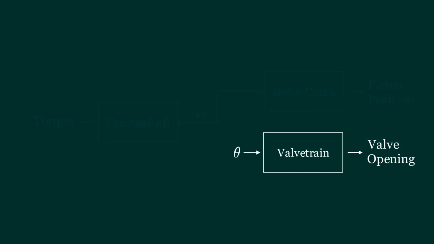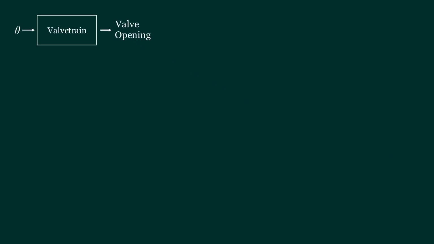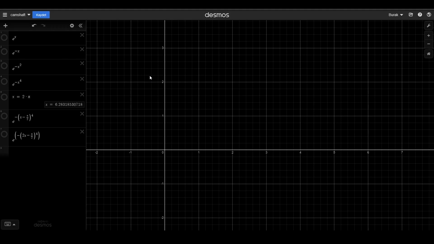If we simplify the black box model, we want a model that takes the crankshaft angle and gives us how much the valve opens as an output. We keep that in mind and start modeling with Desmos, because it's a perfect online tool to play around with graphs. I wanted to start the modeling by preparing the cam profile, because the camshaft is connected to the crankshaft and we already know the camshaft angle and angular velocity.